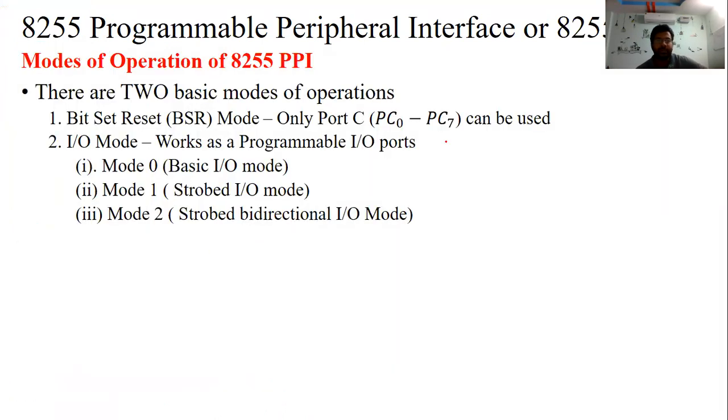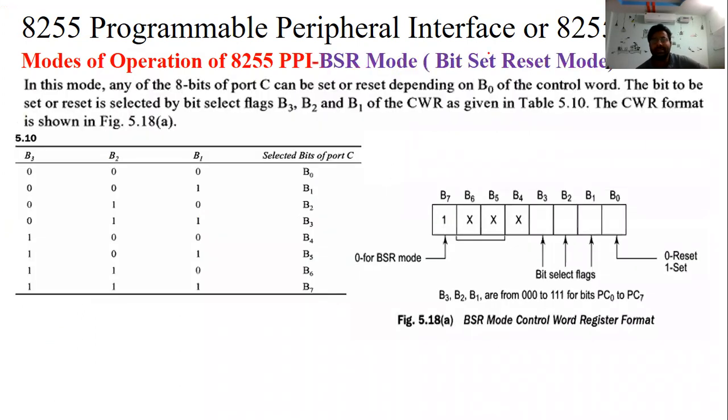So this 8255 works in different modes. BSR mode. Mode 0 is the basic IO mode. Mode 1 is the strobed input output mode. Mode 2 is the strobed bidirectional mode. Now see this BSR mode. What is BSR mode? BSR means bit set and reset mode.